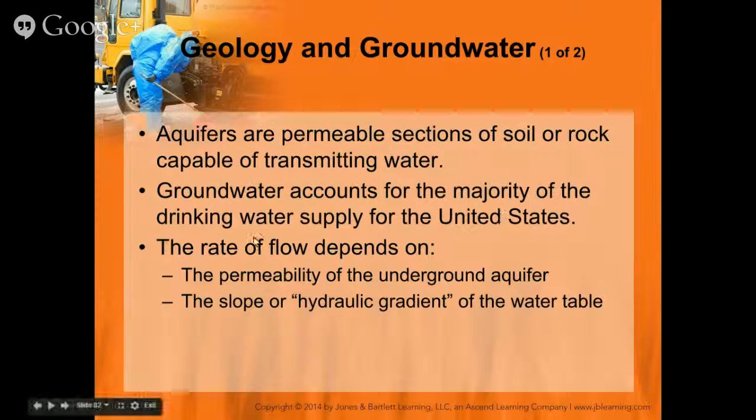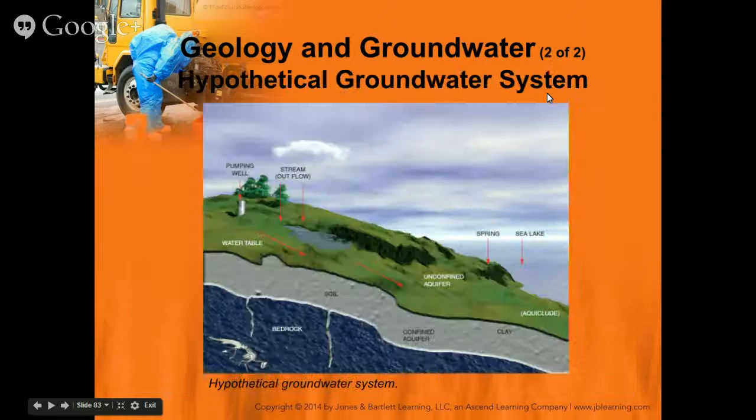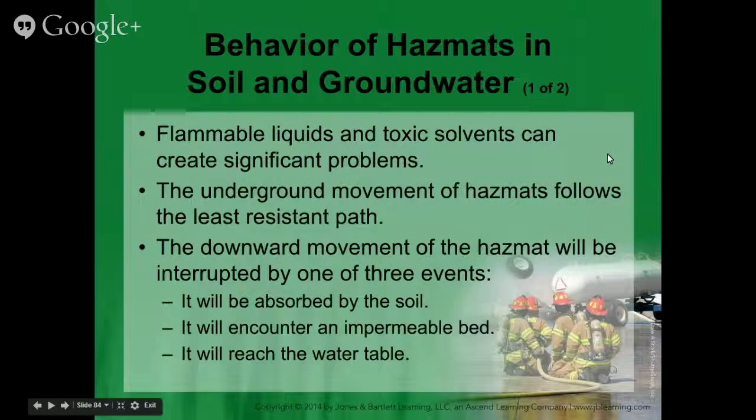Groundwater accounts for a majority of our drinking water, so it's very possible that the underground aquifer will get contaminated if there's a large enough and long enough breach. And you also have to understand that groundwater aquifers are underground rivers, and they actually flow. So they will flow to different areas and carry that contaminant.